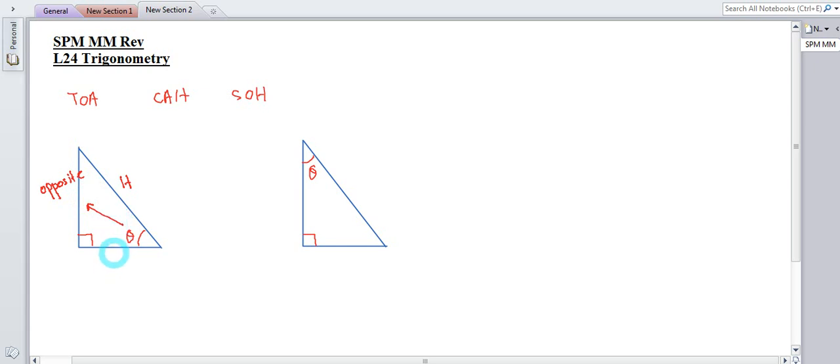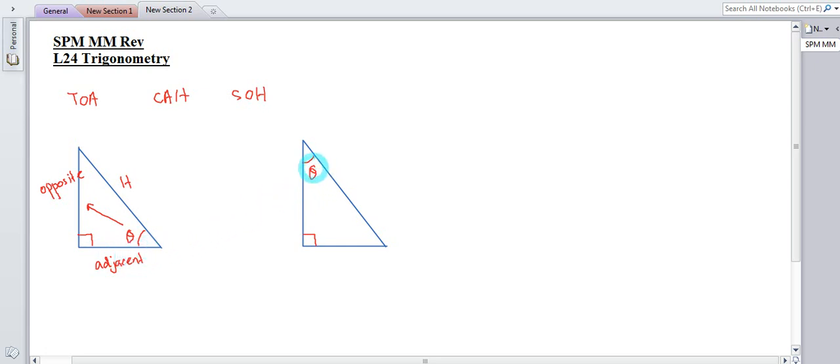Okay, so adjacent means near to the angle, 靠近那个角度的. So the adjacent side will be here. So we have two sides actually near to this angle, right? This and this. But this side cannot be the adjacent side because this is the hypotenuse, right? Okay, so this will be the adjacent side.